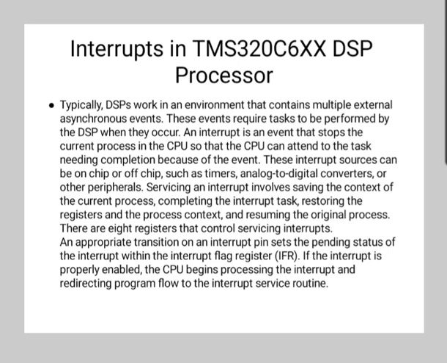Servicing an interrupt involves saving the context of the current process, completing the interrupt task, restoring the registers and the process context, and resuming the original process. There are 8 registers that control the servicing of interrupts. An appropriate transition on an interrupt pin sets the pending status of an interrupt within the interrupt flag register. If the interrupt is properly enabled, the CPU begins processing the interrupt and redirecting program flow to the interrupt service routine.